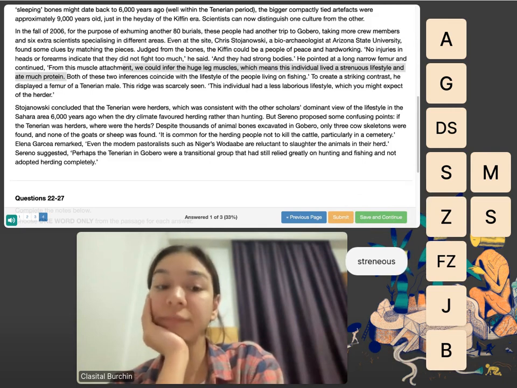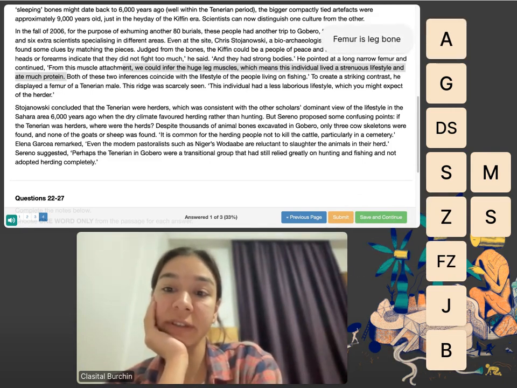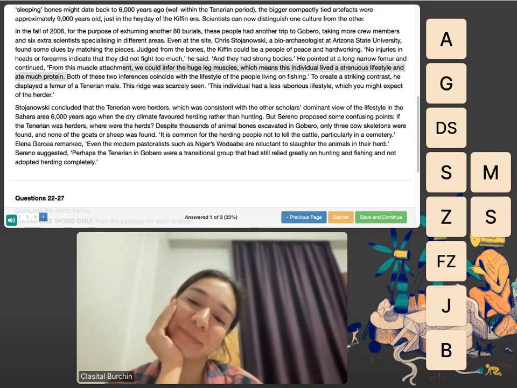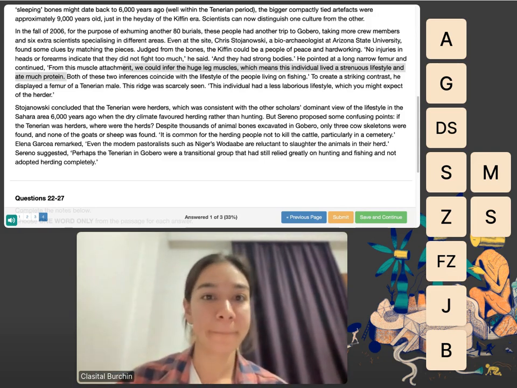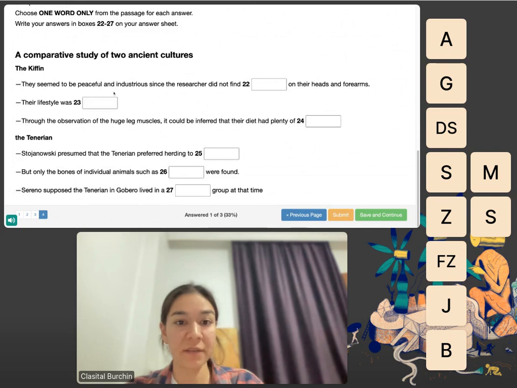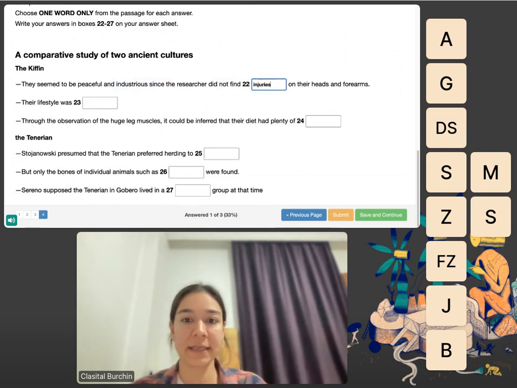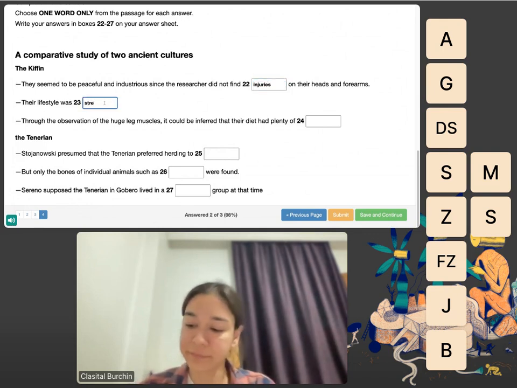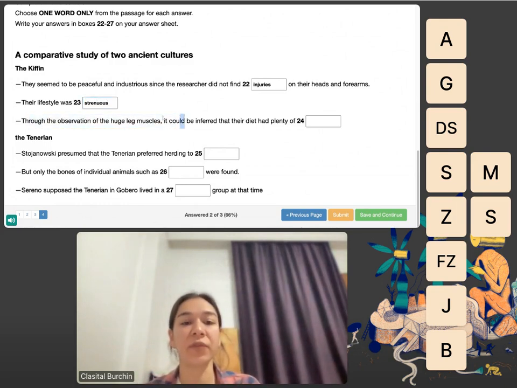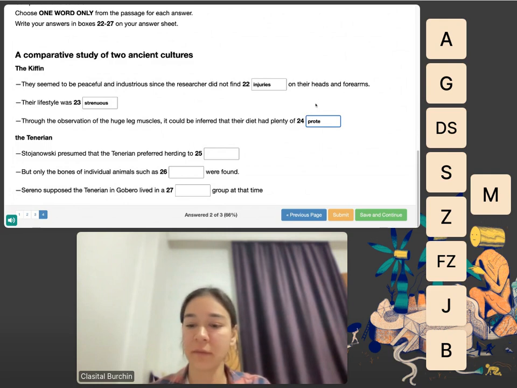Very good. I see many true answers. Oh, is it the leg bone? Okay. I am always confused about them. Okay, let me see. They seem to be peaceful and industrious since the researchers did not find any injuries. Their lifestyle was. I don't like this word. Strenuous. Yes. Through the observation of huge leg muscles, it could be inferred that their diet had plenty of protein. So it is good to know the bones too.